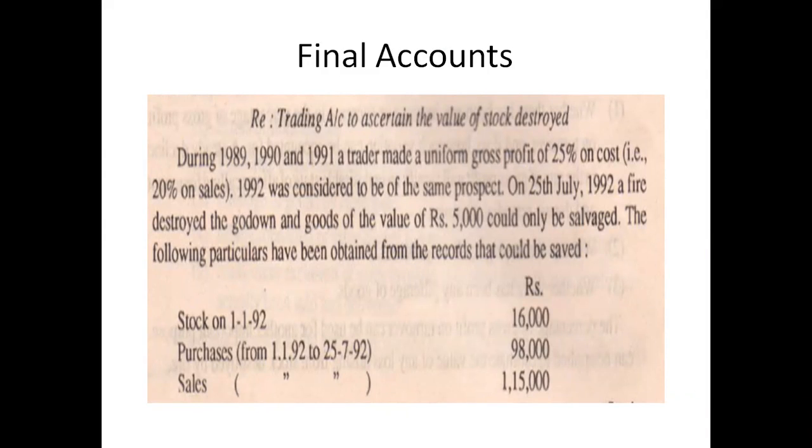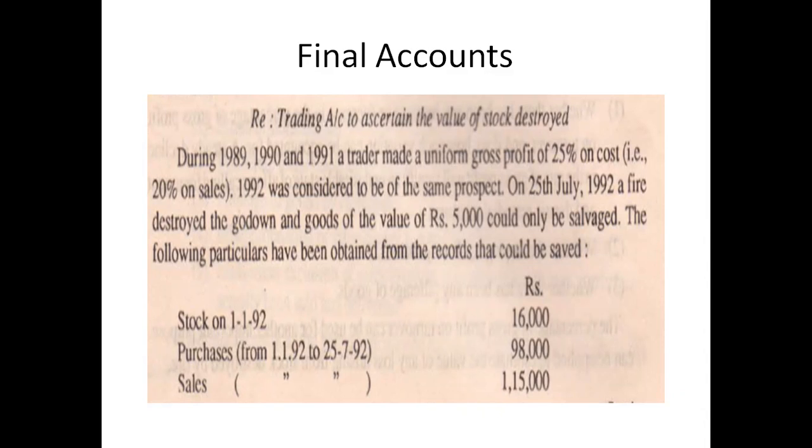We are here from the point where we had left the previous day, and now we are here to ascertain the claim made by this particular company in regard to the value of the stock destroyed. Now, during 1989, 90, and 91, a trader made a uniform gross profit. This is the problem statement of 25% on cost, that is 20% on sales.